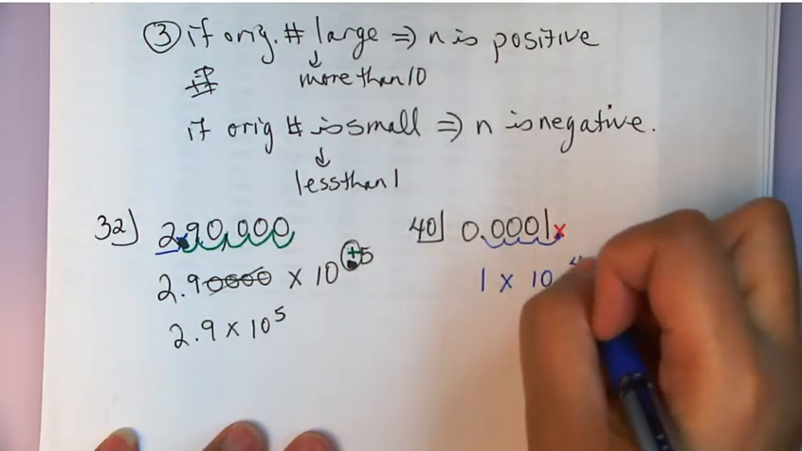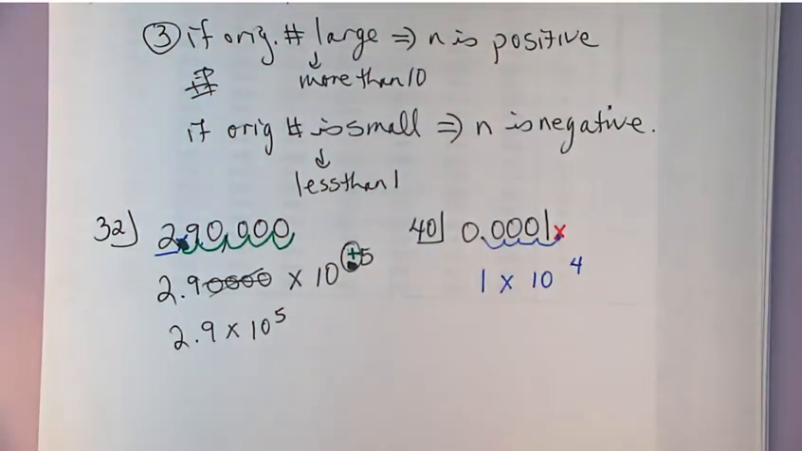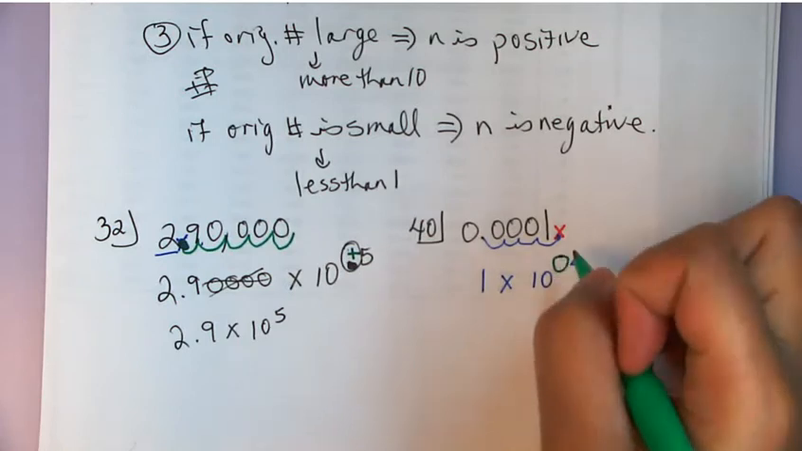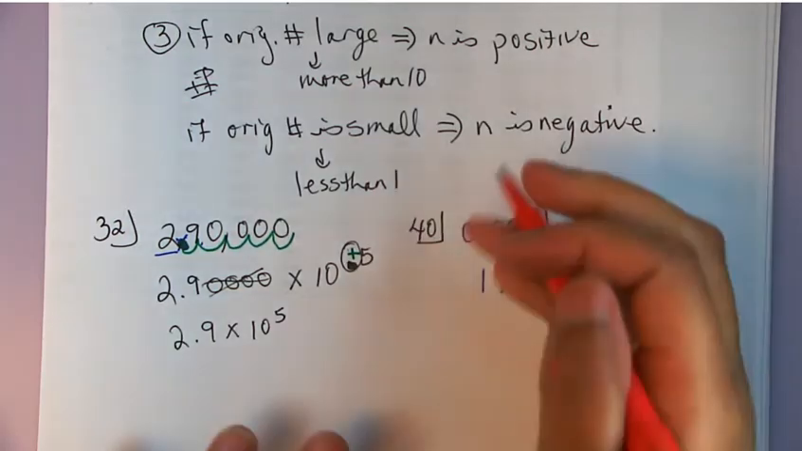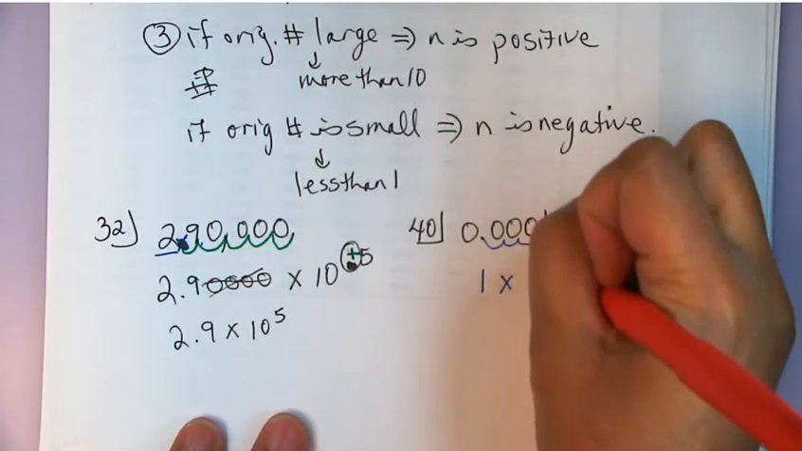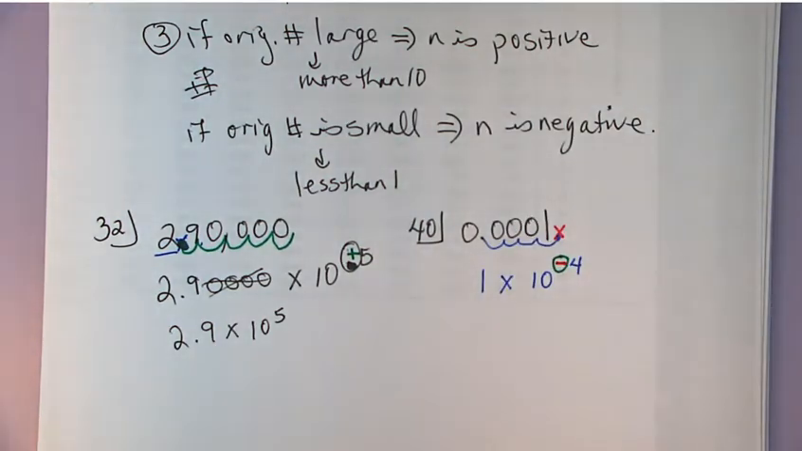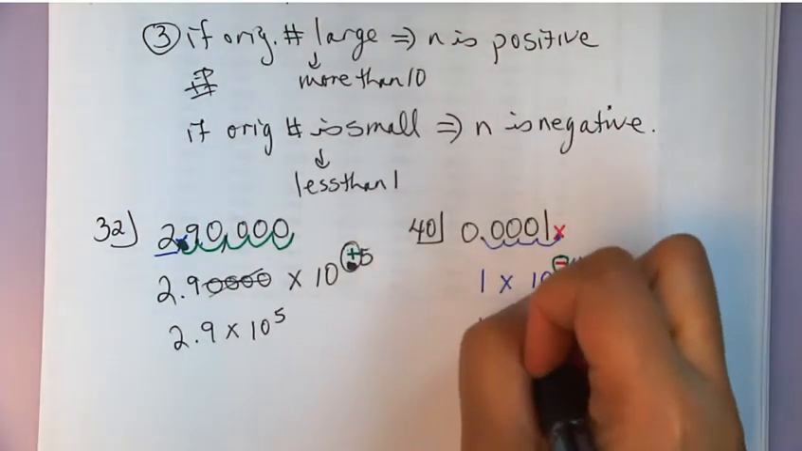The issue is, what kind of 4 is it going to be? Well, the number we started off with was small. It was like 1/10,000. It wasn't 1,000. It was 1/10,000th with a TH on it, which is 1 over 10,000. So that means we're going to have a negative here because it was really small. So our final answer is going to be 1 times 10 to the negative 4.